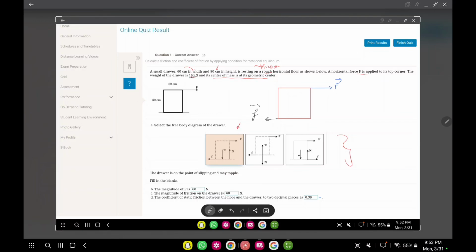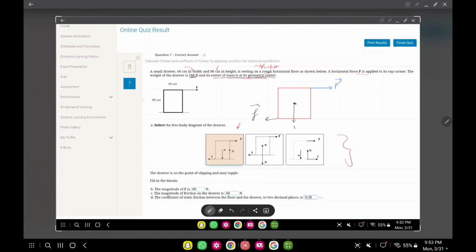What will people do? People are going to put the weight over here. Why is this wrong? Where does the weight of any object act? It acts at its center of gravity. And they told us that the center of mass here is at the geometric center. So the geometric center is over here, the center of the square, sorry. So the weight will look like this.